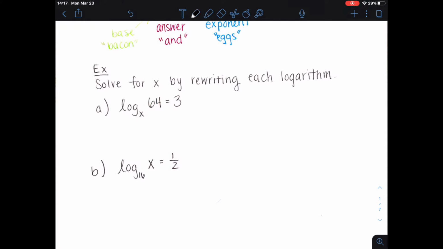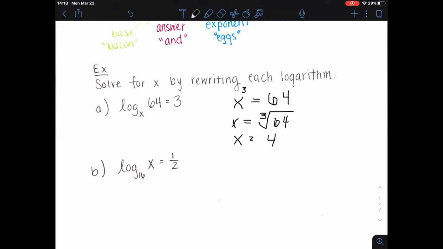So x is our base. 64 is the answer, so this will equal 64. And then the 3 is the exponent. The base, the exponent goes up top. So solving this logarithmic equation is the same as solving this exponential, which is a little bit easier. To get rid of that third power, you take the cube root of 64. So the value of x that satisfies this equation is just 4.